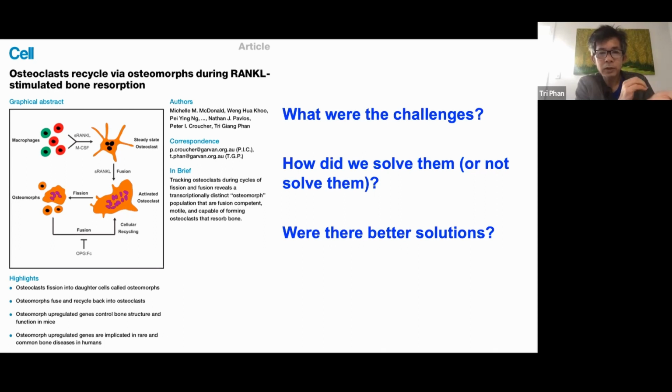So really what I want to do today is talk about the challenges that we faced in doing this study, and how we tried to solve them using the sort of ad hoc improvisations that I mentioned. I really just want to start thinking about whether there were better solutions and better ways that we could have done these experiments.